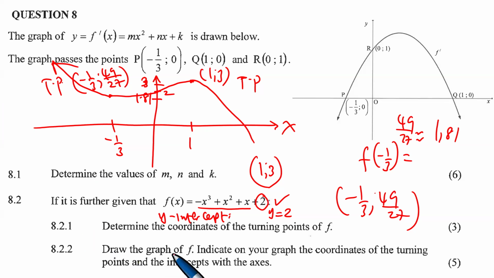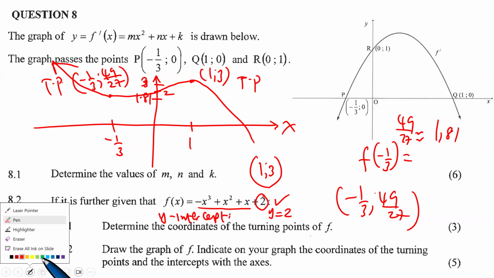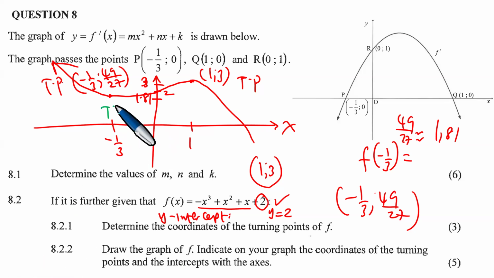All right, to determine the coordinates of the turning points of f. Yeah, turning point there, turning point there. Draw the graph of f. We have drawn the graph of f. Okay, let me see what other thing is missing. So this is the graph. It's going to have a turning point here and another turning point there.